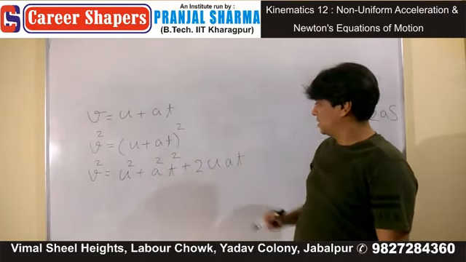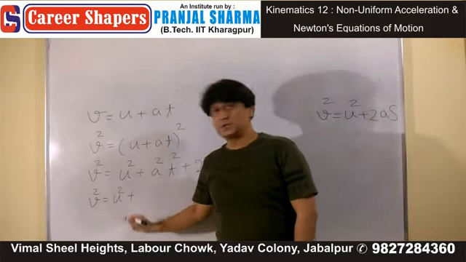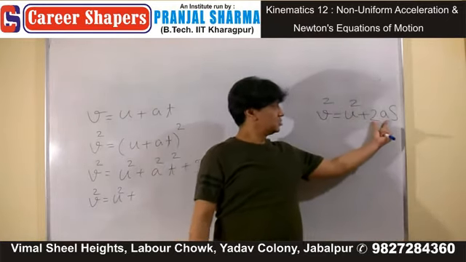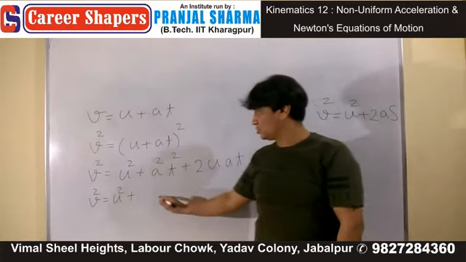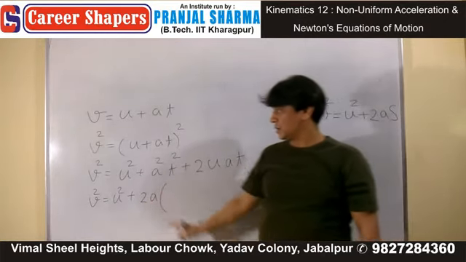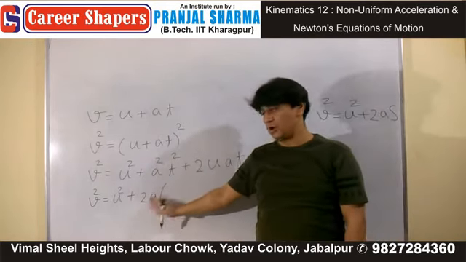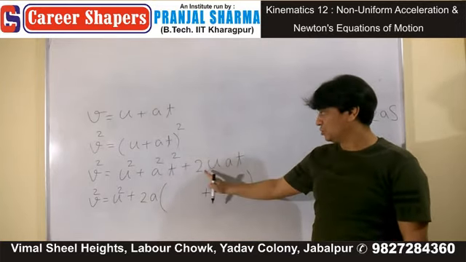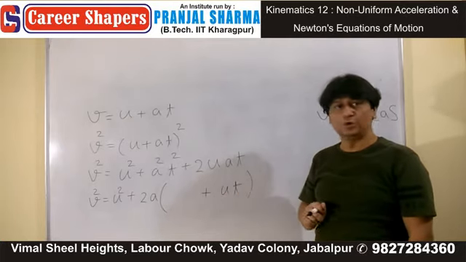Then, this is V square equals U square plus, now look carefully. What is this? 2a. Let's take 2a common. We have written U square, and from these two, let's take 2a common. Once you take 2a common, first use this 2a common, and you are left with what? Ut.